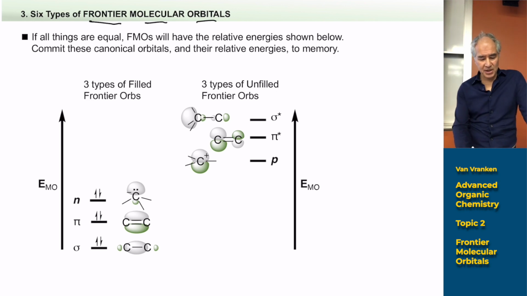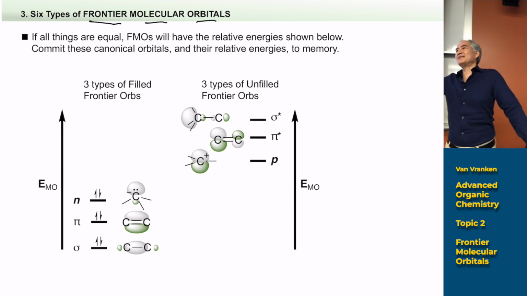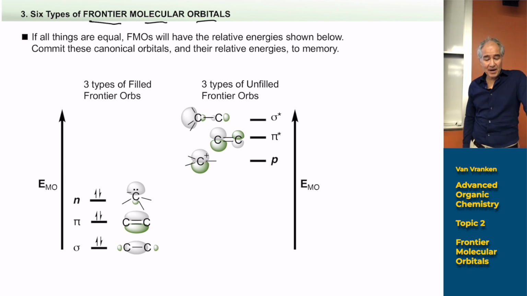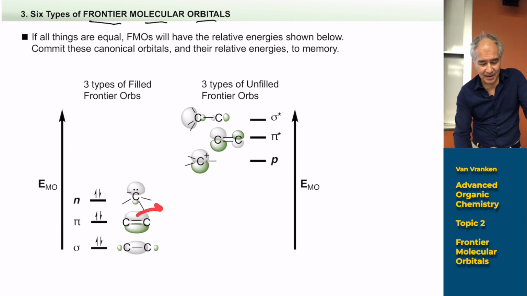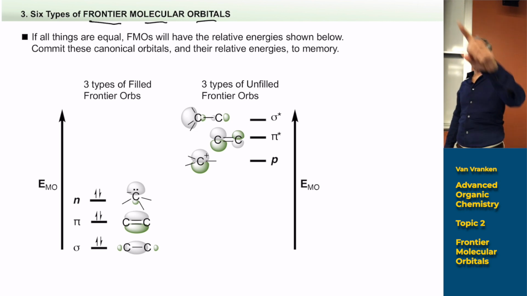95% of your arrow pushing in this class, the first arrow, if you have 7 arrows, the first arrow will probably start with a lone pair. They're the most reactive pairs of electrons in your molecules, so it makes sense. And if you don't have a lone pair in any of your molecules, maybe you should think about a pi bond as your next choice for where to start your first arrow. And if there's no lone pairs and no pi bonds, now you're kind of down to sigma bonds. And that's kind of, right? So you need to memorize the relative energies of these orbitals.